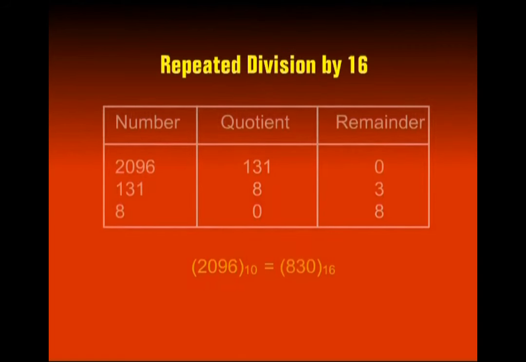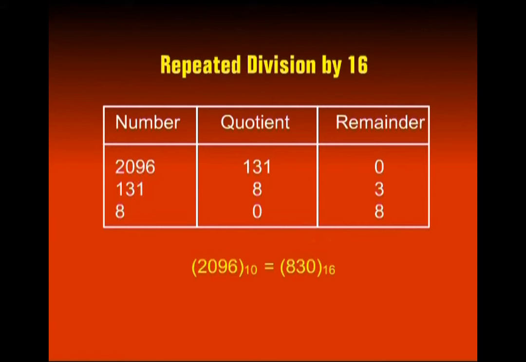51714. Now consider the conversion of a decimal number into a hexadecimal number by using the repeated division by 16 method. The decimal number 2096 is divided by 16 to give you a quotient value of 131, and the remainder is 0. The quotient value 131 is again divided by 16 to give you another quotient value of 8 and the remainder 3. The remainder 3 is noted, and the quotient value 8 is divided again by 16.